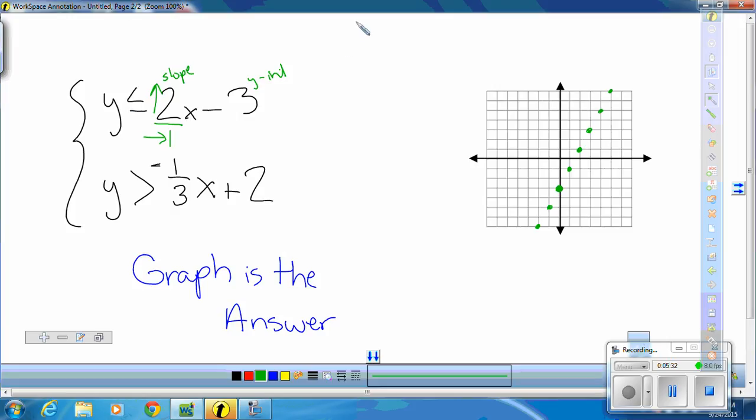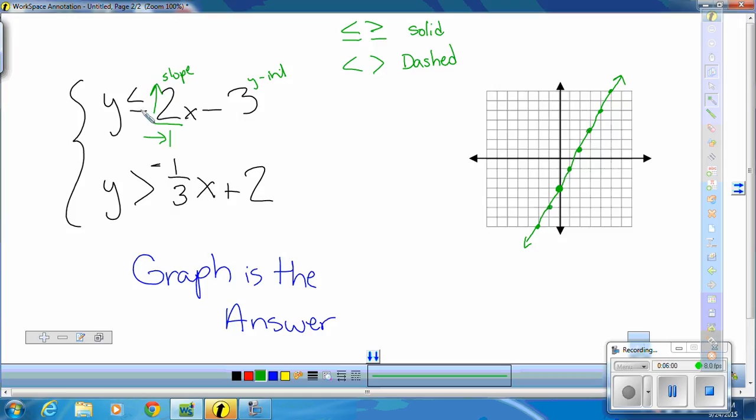Things that you want to remember. When it is equal to, you use a solid line, just like we used the closed-in circle when we were doing it on number lines. When it is not equal to, we use a dashed line when we're drawing our line. So in this case, it was equal to. So that means that when I draw my line, I'm going to use a solid line.